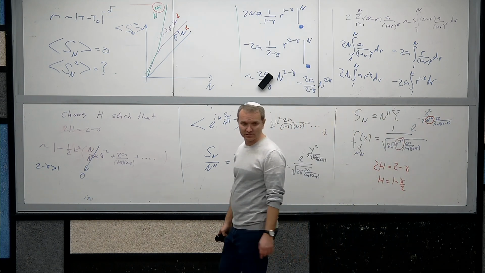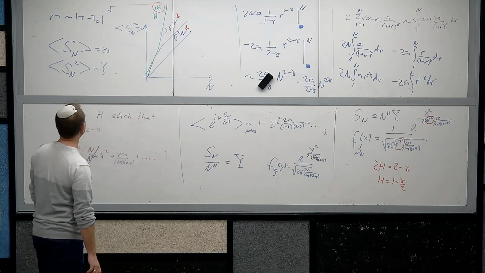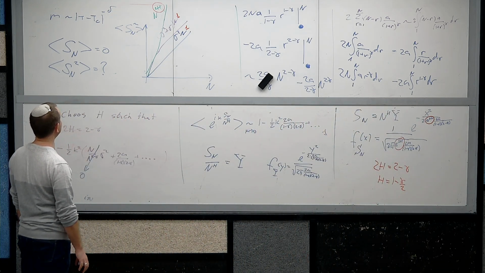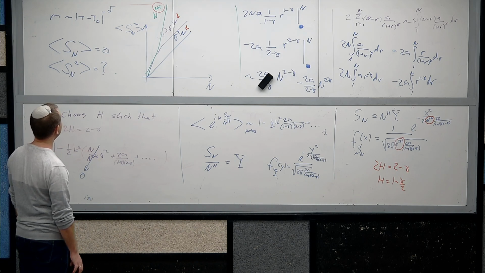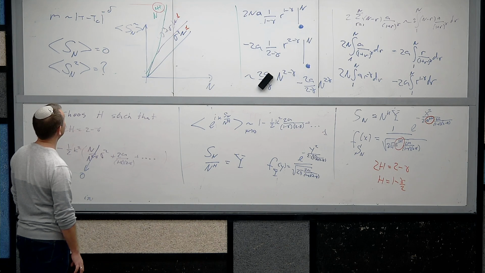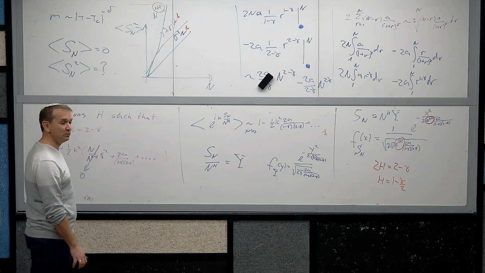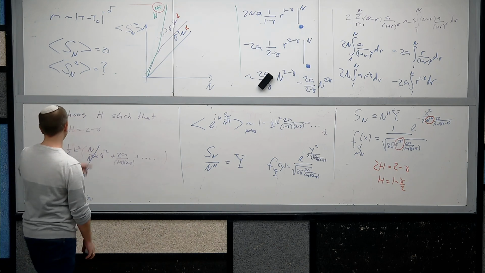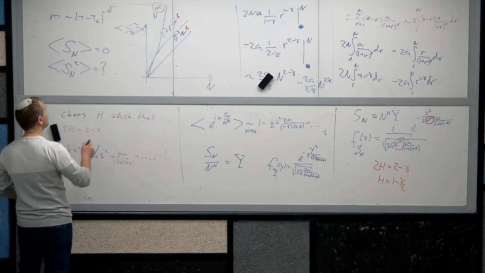Can you repeat the behavior of the green? You said the purple and the blue are diffusive behaviors, right? Yes. And the green is what kind of behavior? Anomalous diffusive. It's actually going to be super diffusive.